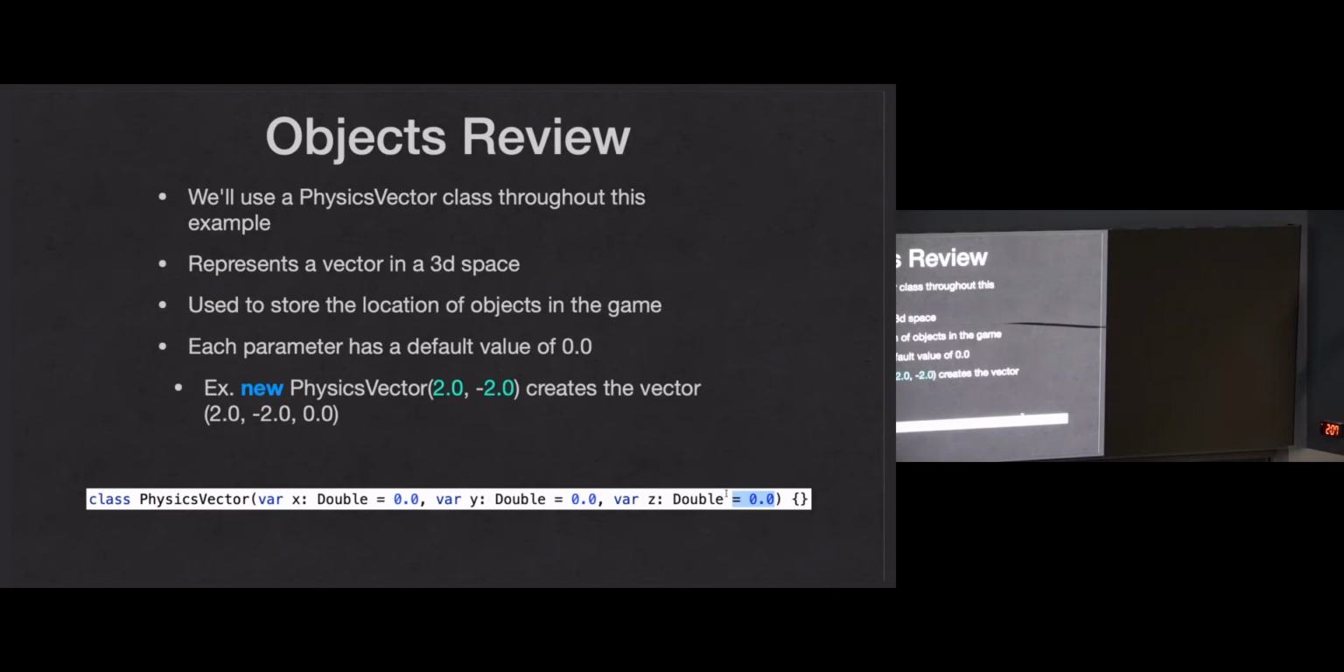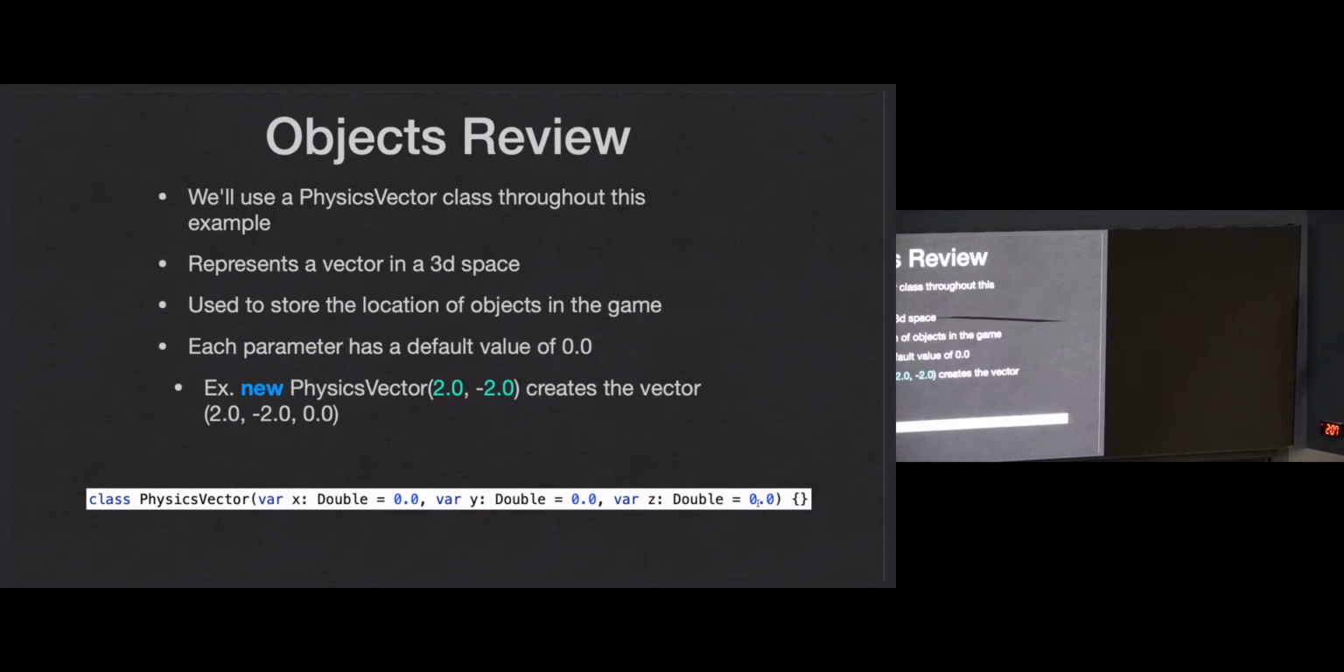So I'll use this. So when you see new physics vector with 2 values, that means I have a z of 0.0. Since this is a 2D game, a top-down, I don't really want to use z at all. So I'm going to have a bunch of physics vectors that just have two arguments.